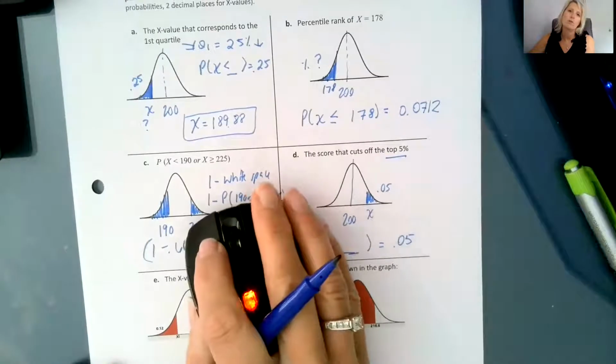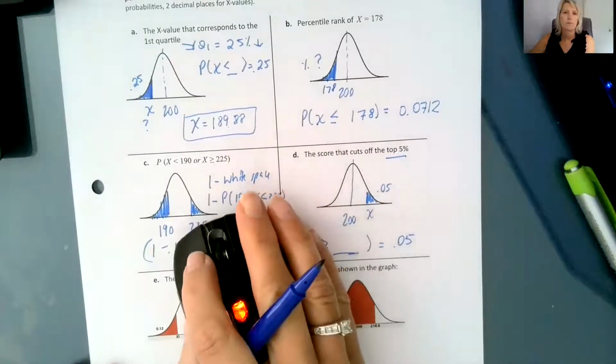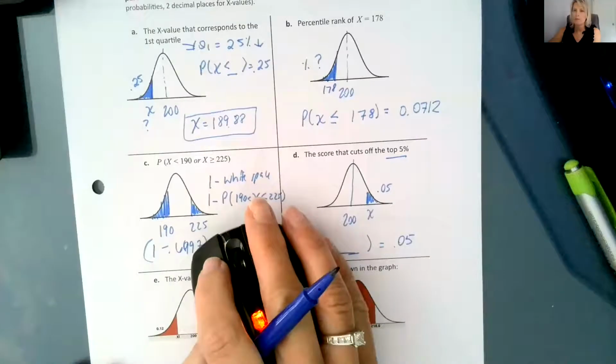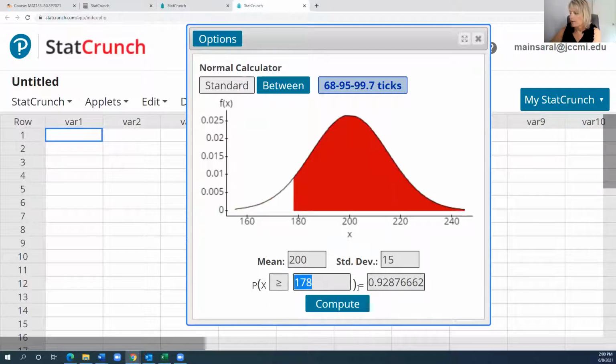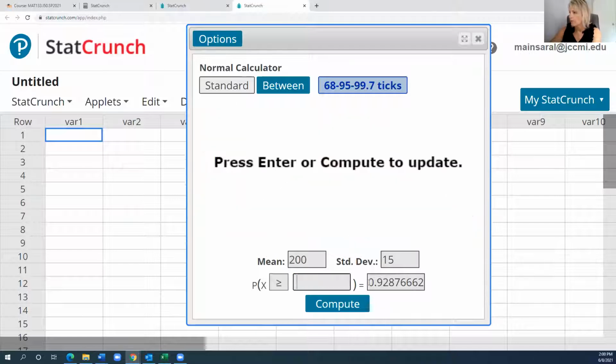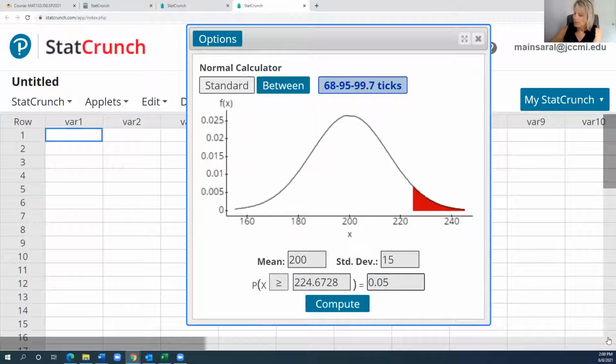Let's go to StatCrunch. And this time we have to do a greater than or equal to. We don't know the X value, but we know the probability is 0.05. And so we can hit enter, and that X value is 224.67.